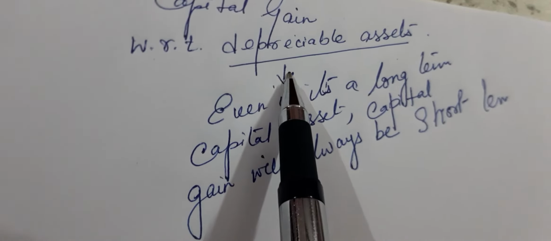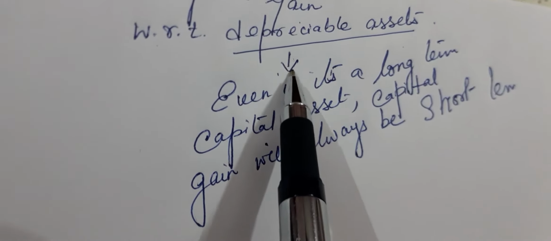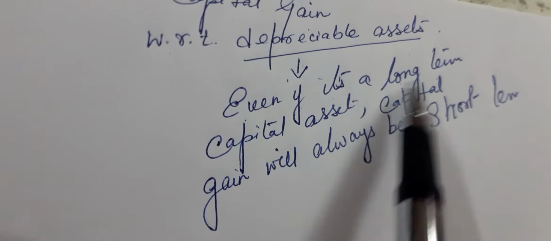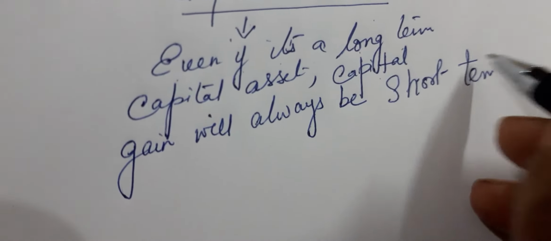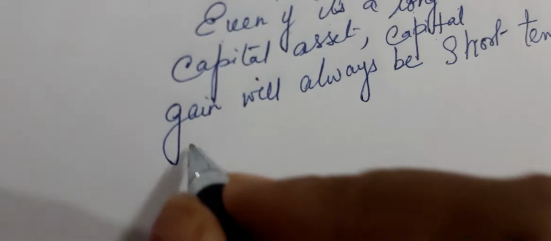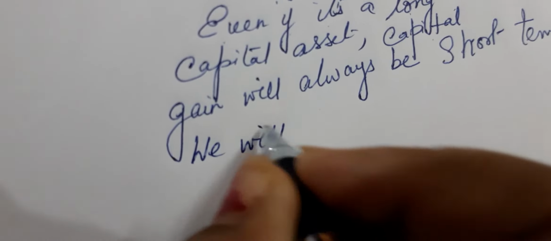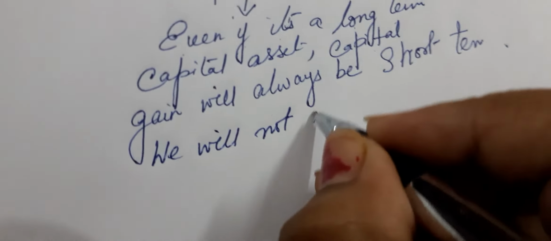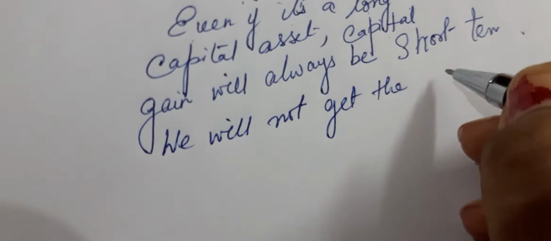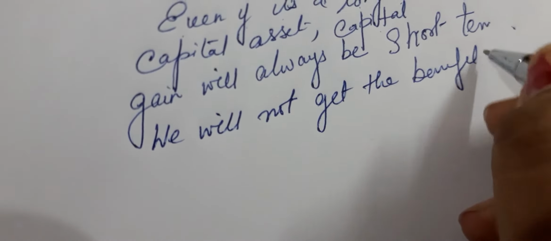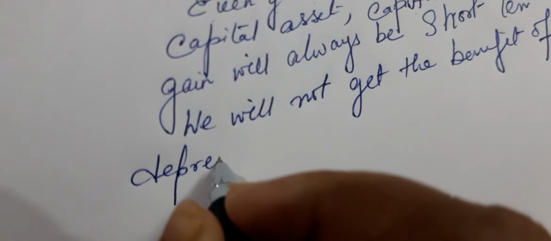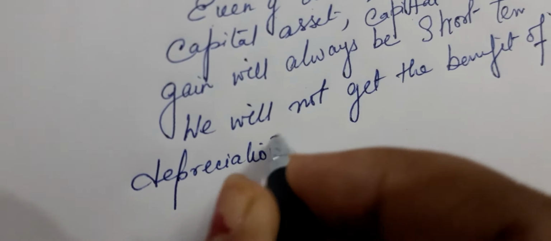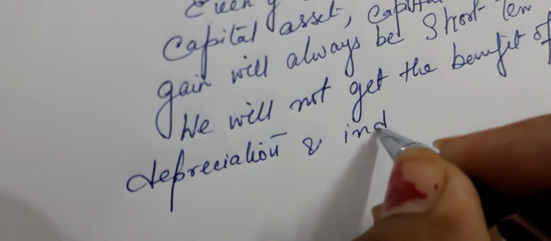Now the exception regarding the depreciable asset is that even if it's a long term capital asset, capital gain will always be short term. What does it imply? It implies that we will not get the benefit of depreciation and indexation together.